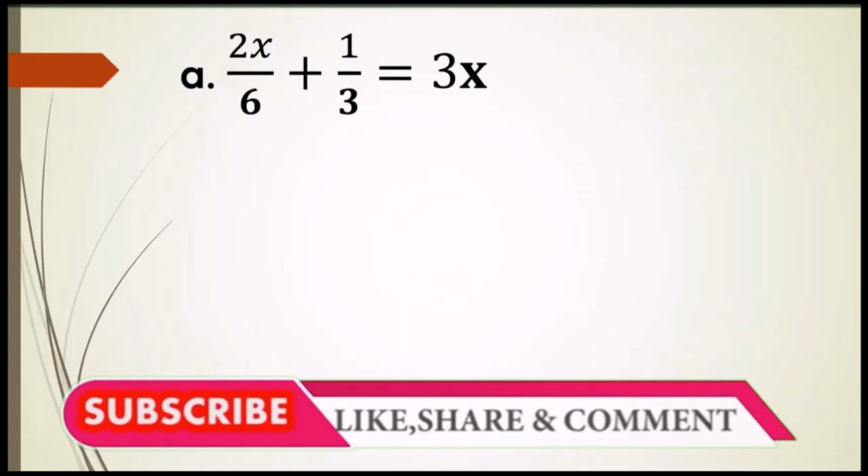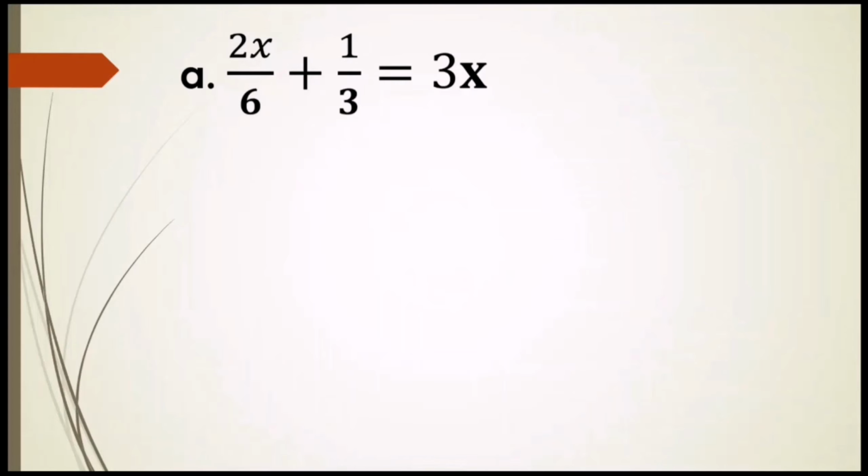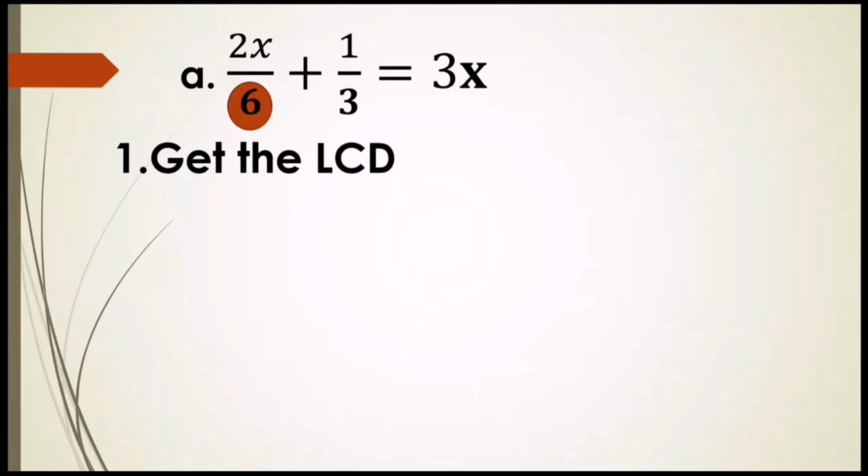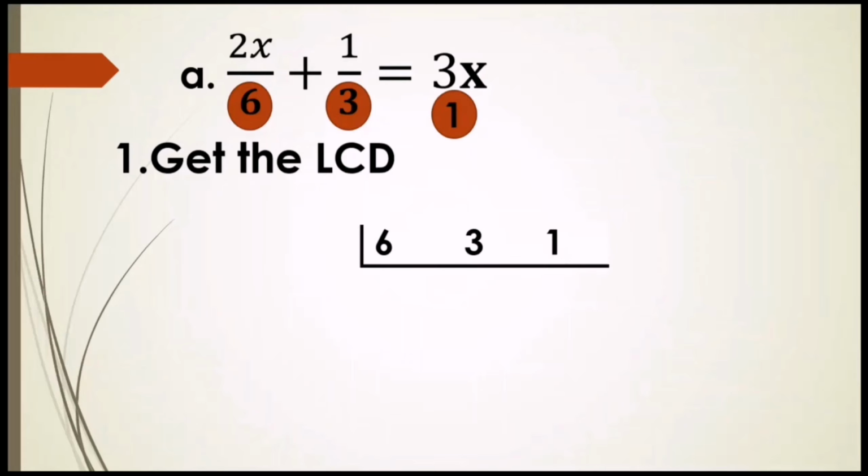2x all over 6 plus 1 over 3 is equal to 3x. The first thing that we need to do is to get the LCD. And how are we gonna get the LCD? First of all, list down all the denominators, which are 6, 3, and 1. And then, after you list them down, use the decomposition method. But you can use another method in finding the LCD.